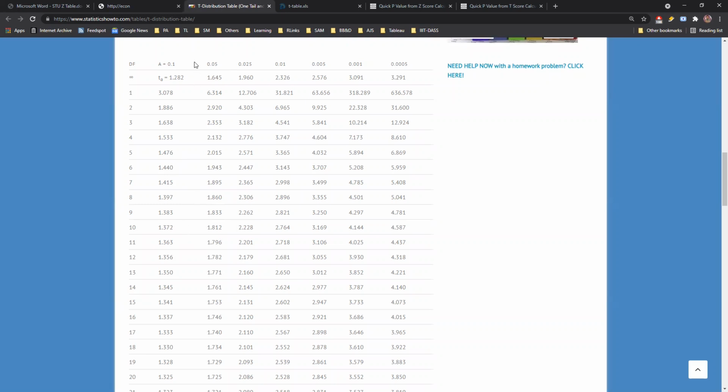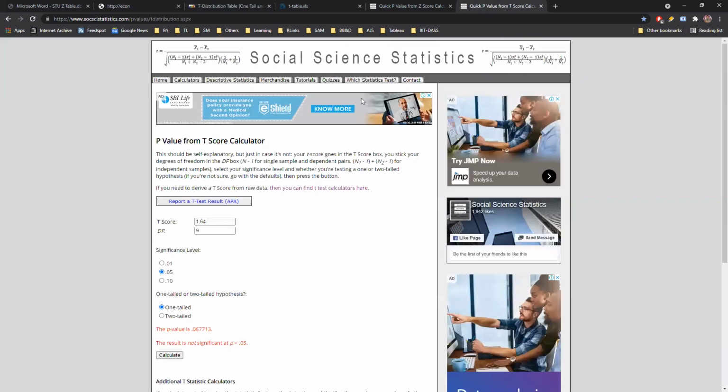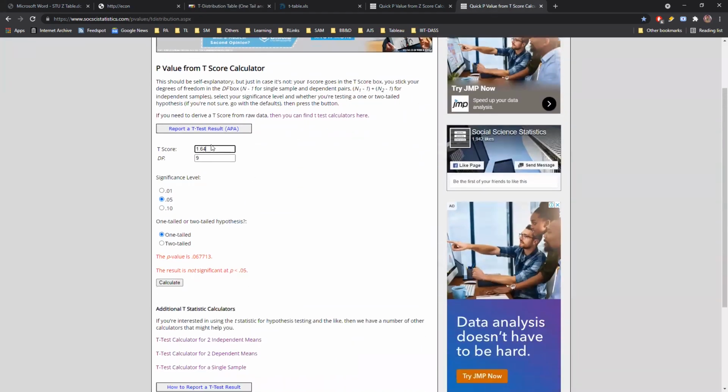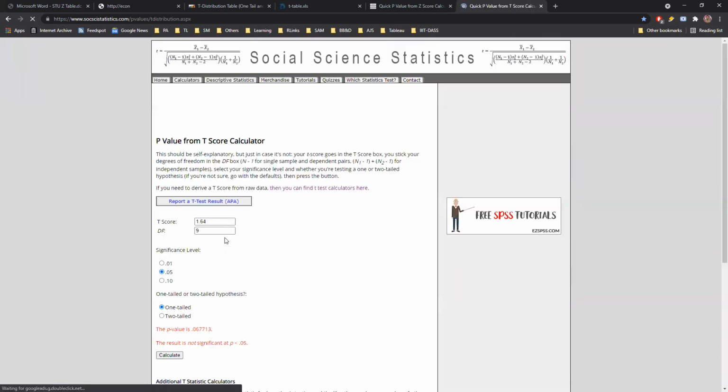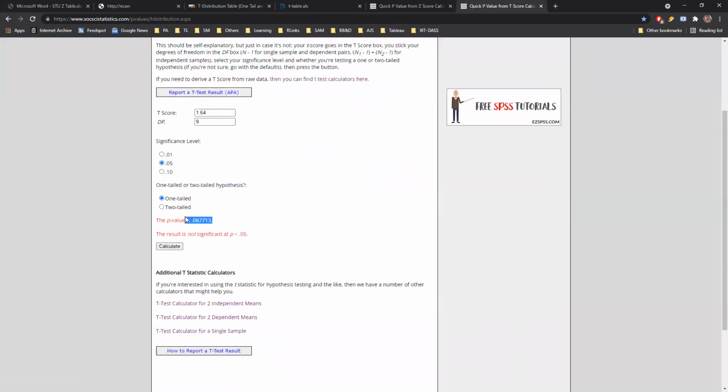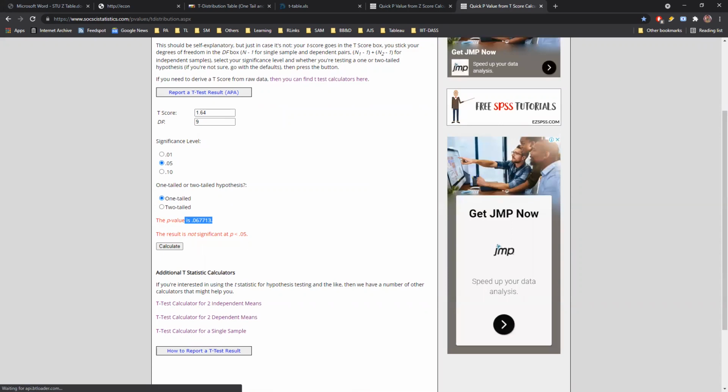So we can do that using the t-values distribution, or we can also rely on calculators like this. So I set up my t-score as 1.64, my degrees of freedom is 9, and my level of significance is 0.05, with one-tailed hypothesis testing. Once I click, it will give me a p-value of 0.0677.